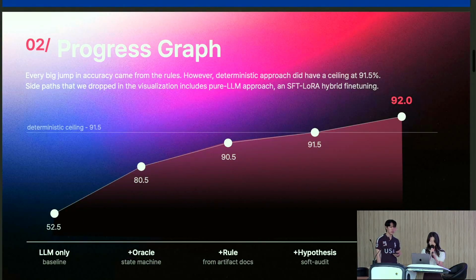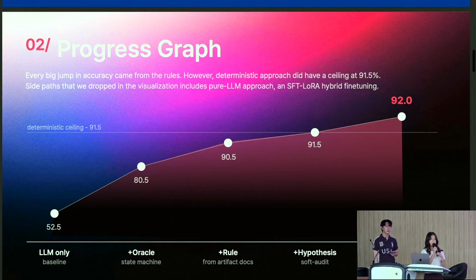So here is a simple progress graph of how we achieved 92.0 at the end of the day. Milestone by milestone, we started at 52.5 with a pure prompted LLM baseline that was provided to us as skeleton code. The biggest single jump, plus 28 points to 80.5, came from adding the deterministic Oracle. The spec-grounded rules took us to 90.5, and the fail hypothesis structure, which I will explain further on, took us to 91.5, which was the deterministic ceiling.